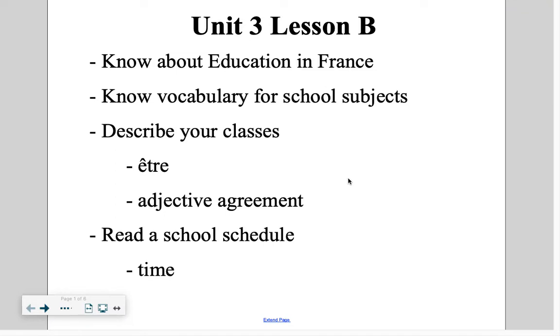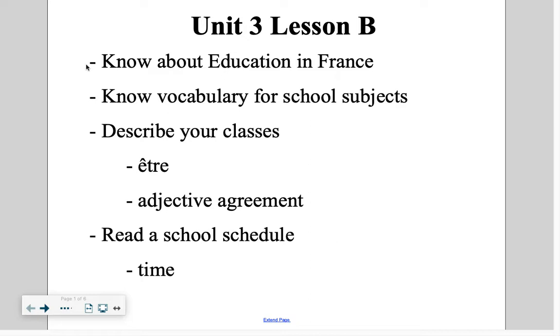Today is day one of what we're learning this week. Okay, so we are starting Unit 3, Lesson B. And here are the objectives or the topics that we're going to cover during Unit 3, Lesson B. So please follow along. If you watched my previous video, the introduction, I kind of went over what we're doing this week, and this just kind of follows along.